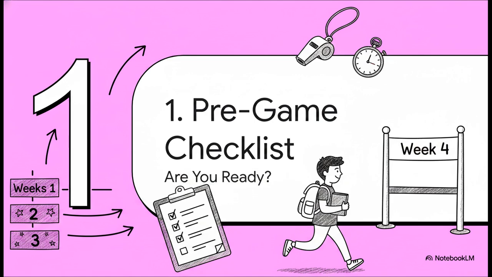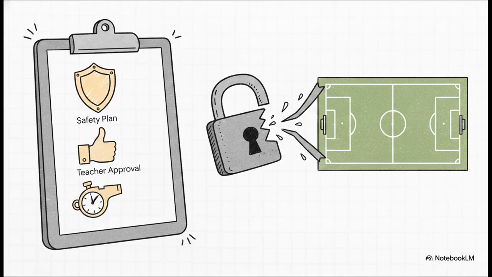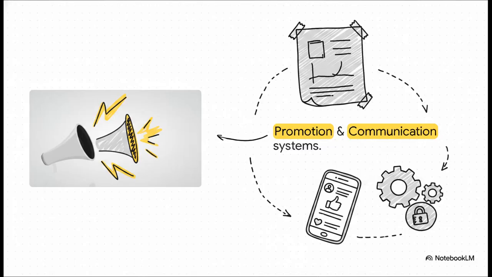Section 1. The pre-game checklist. Are you ready? Look, before you even think about stepping onto that field to run your activity in week 4, we got to make sure your pre-game checklist from weeks 1 to 3 is totally locked in. If you haven't finalized your safety plan, secured teacher approval, and successfully run an approved test activity with your fellow ALP class members, you literally cannot start your main event. It's that simple.